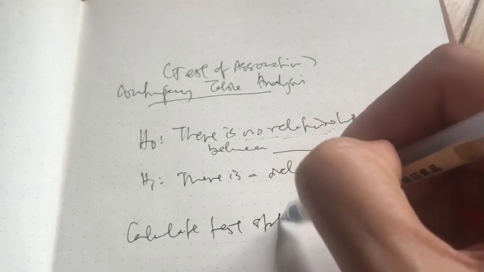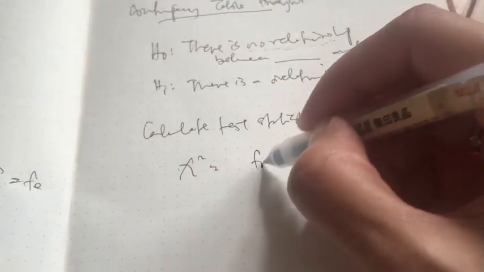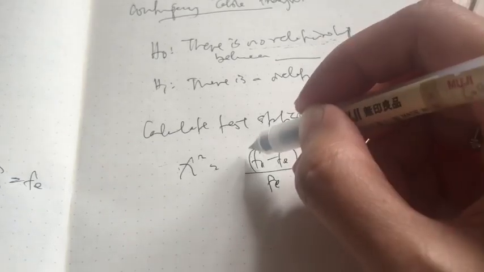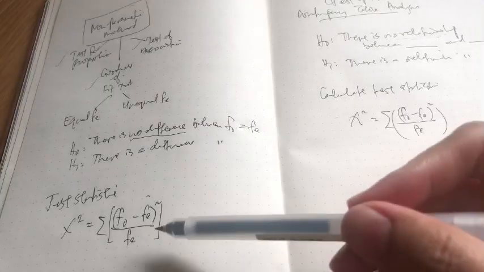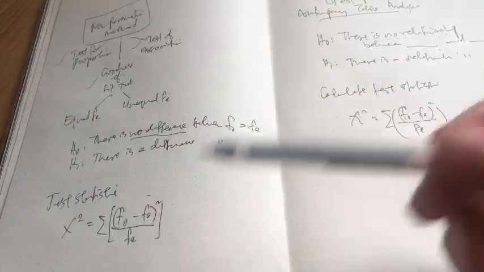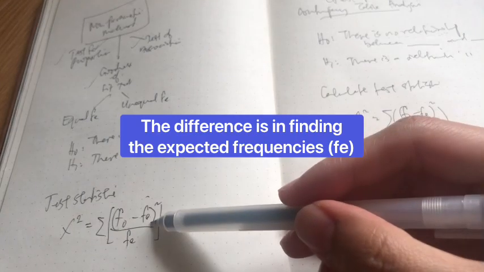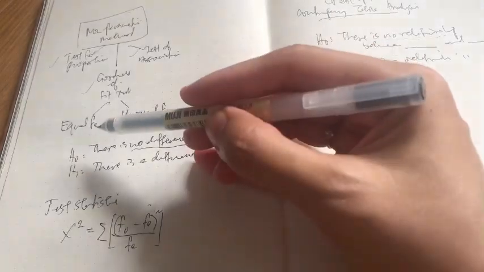So how do we find the test statistic? Just like the goodness of fit test, here we also use the chi-square, meaning FO minus FE, square it, then divide by FE, and sum all of it. As you noticed, the test statistic formula is the same. The difference is how we find the expected value. For the goodness of fit test, we find the expected value depending on the case, whether it's the equal or unequal case.